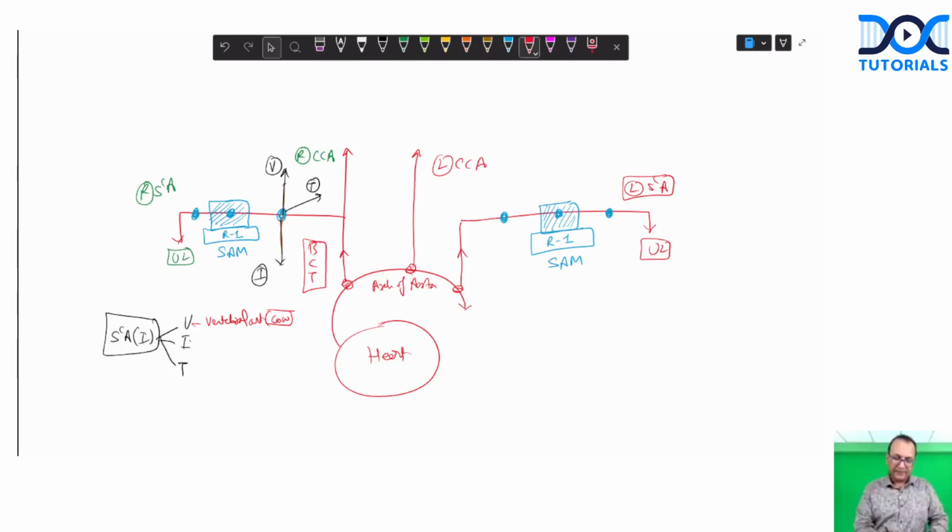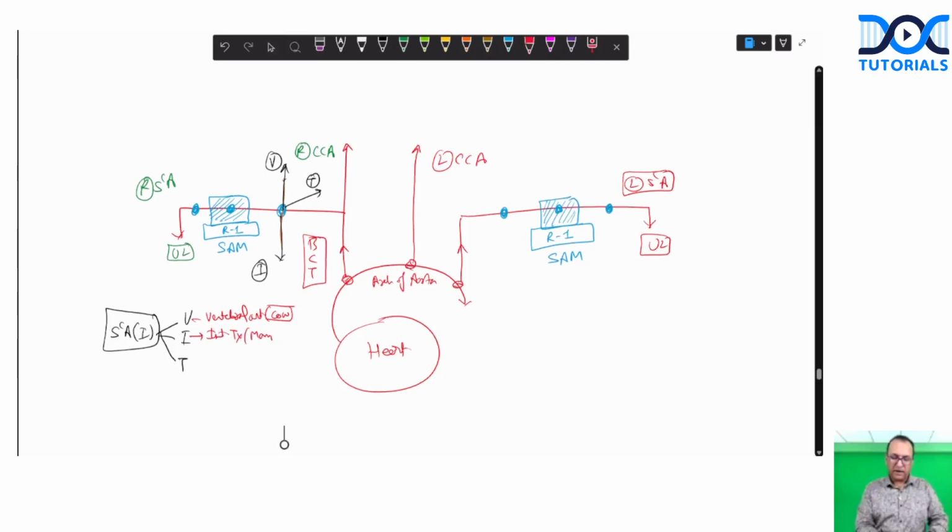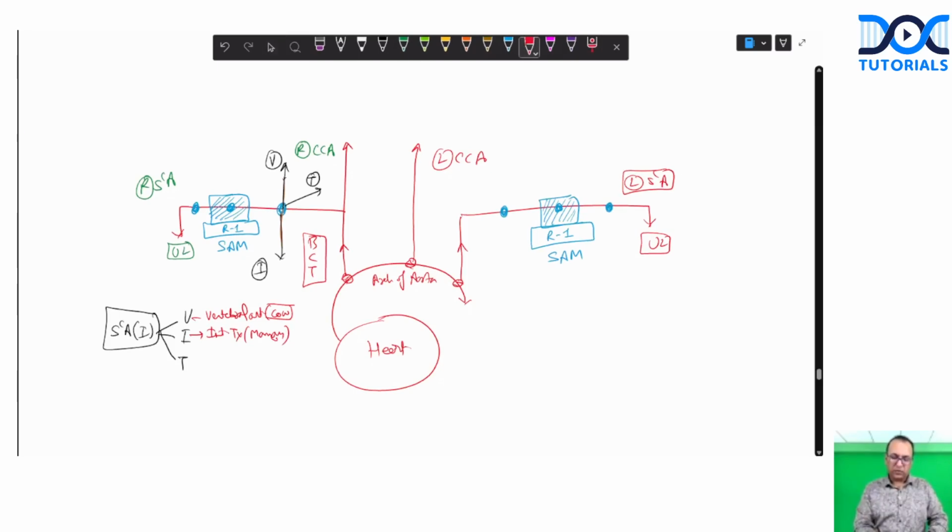I is coming down. It is called the internal thoracic artery or internal mammary artery. It will supply the thorax and mammary gland. T is the thyrocervical trunk, and it will supply the thyroid gland and the cervical region, the neck region.